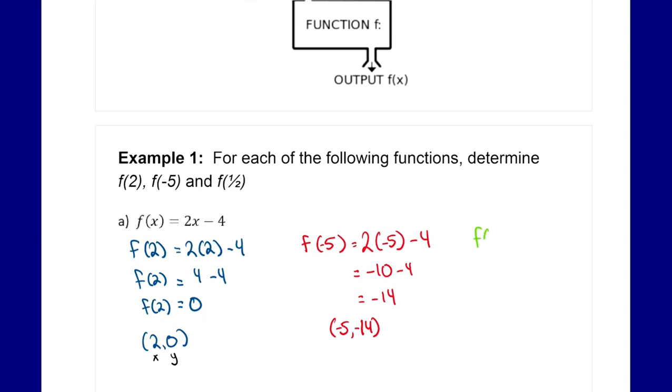And the last one, same idea. F at 1/2 is equal to 2 times 1/2 minus 4. So we have 1 minus 4, or negative 3. So basically we have the point (1/2, -3) for this function.